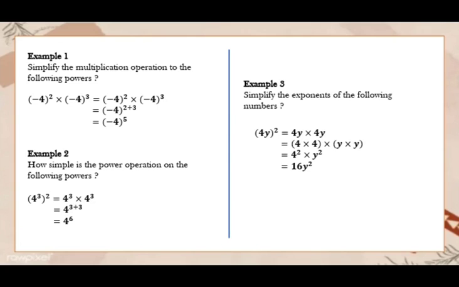Example 3. Simplify the exponent of the following: 4y, in brackets, squared. The first step, convert it into repeated multiplication: 4y multiplied by 4y. Second step, group the same bases: 4 multiplied by 4, in brackets, multiplied by y multiplied by y, in brackets. The third step, add up each exponent: 4 squared multiplied by y squared. The last step, keep it simple: 16y squared.